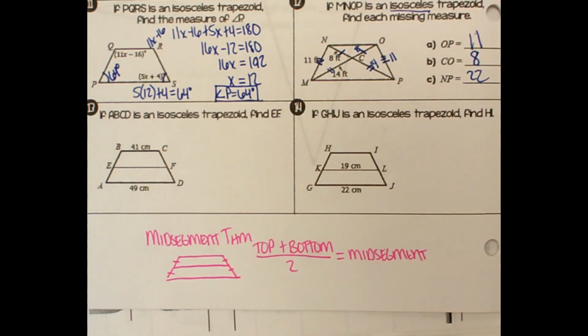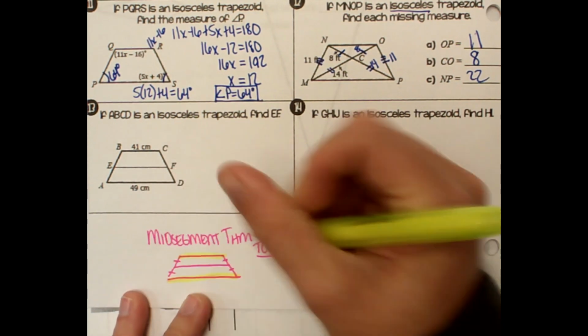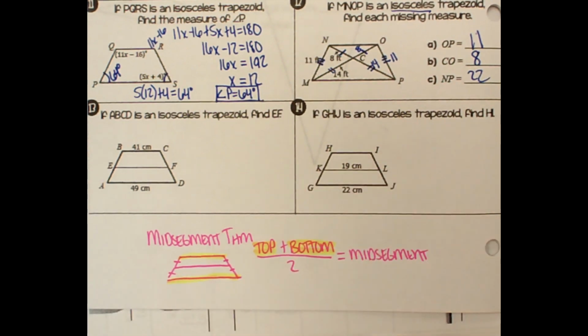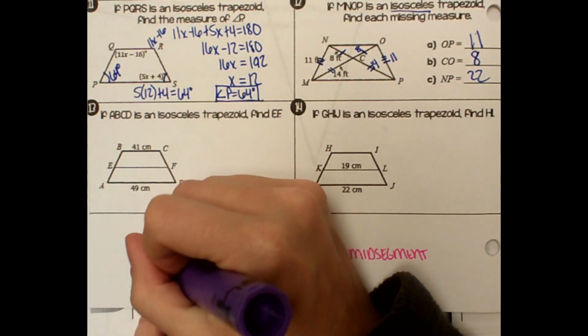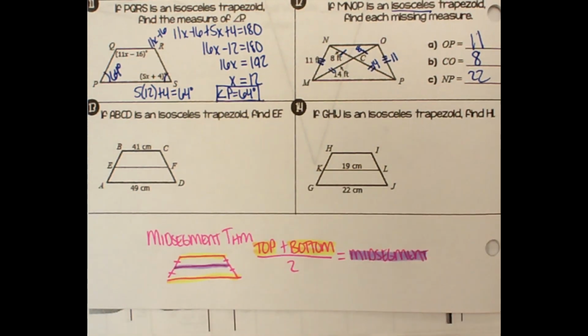Okay, so if we were to highlight, we would say our top and the bottom, top, bottom, is equal to the length of the midsegment. All right, so that's what we're looking at. Let's look at number 13. It says, if ABCD is an isosceles trapezoid, find EF.